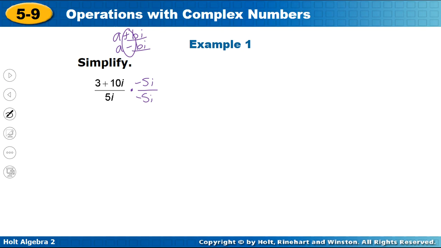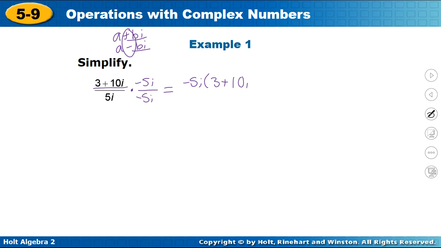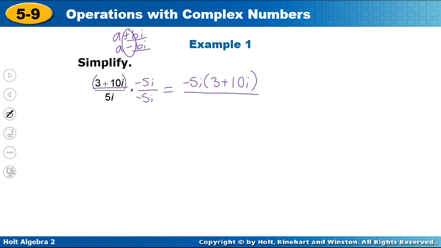But let's continue this problem, so multiply these out. At the top I have 3 plus 10i times negative 5i. I'm going to rewrite this as negative 5i times (3 plus 10i). I'm putting this in parentheses because this is considered one group, one numerator, and I'm multiplying that whole thing by negative 5i. So that's the reason for the parentheses. I will be distributing that in a moment, but let's go ahead and multiply the bottom. The bottom, 5 times negative 5 would be a negative 25, and the i and i make an i squared.